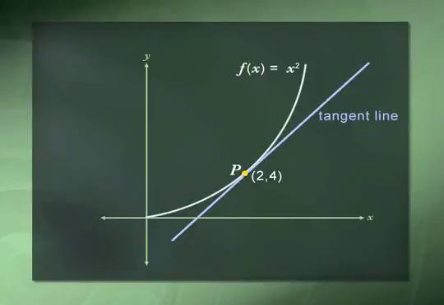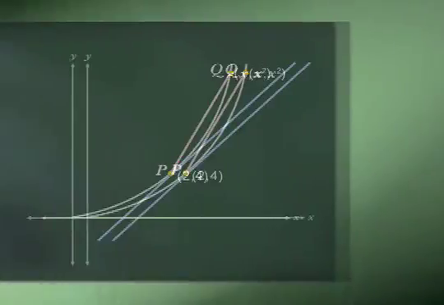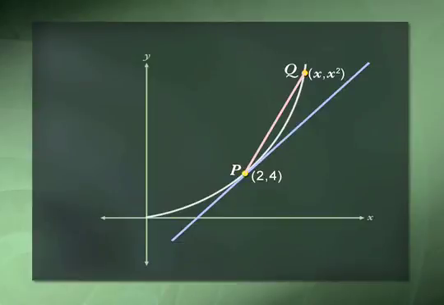Remember that we looked at the parabola f of x equals x squared, and we selected the point (2, 4) on the parabola and asked what is the equation of the tangent line at that point. Basically, we're asking what is the slope of the curve at that point. And remember how we did it. We picked another point Q of coordinates (x, x squared), and we formed the difference quotient, change in y over change in x, and that simplified down to x plus 2 as long as x was not equal to 2.